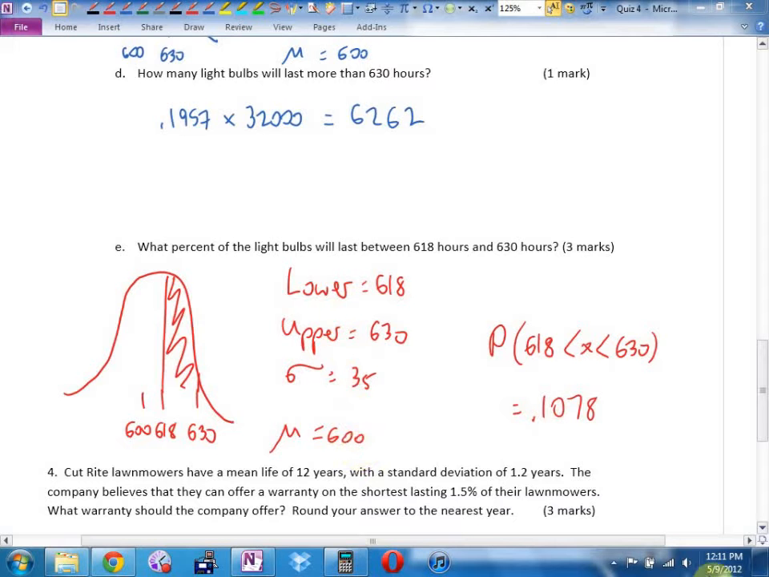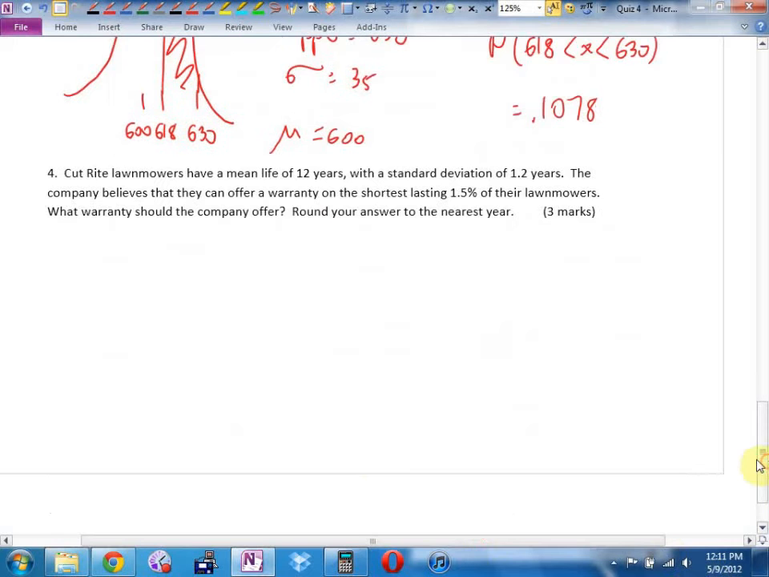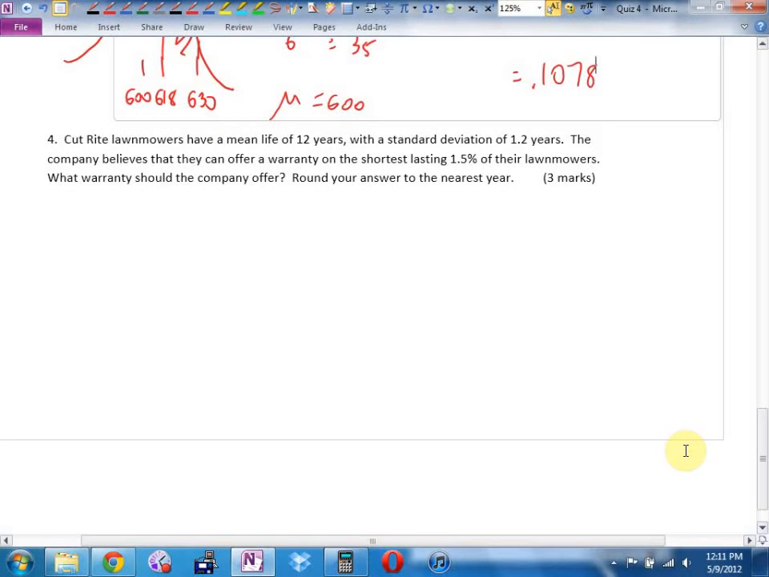Number 4. I like number 4. To me, number 4 is just a useful question in the real world. Too much of the math we do in high school is way abstract and useless. I like the fact that maybe some of you might own a business and wonder how to figure this out someday. Cut-right lawnmowers have a mean life of 12 years, a standard deviation of 1.2. The company believes they can offer a warranty on the shortest lasting 1.5% of their lawnmowers. So what we're saying is this.